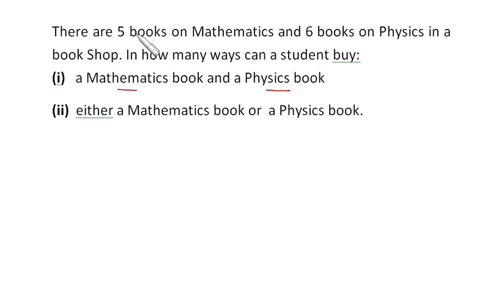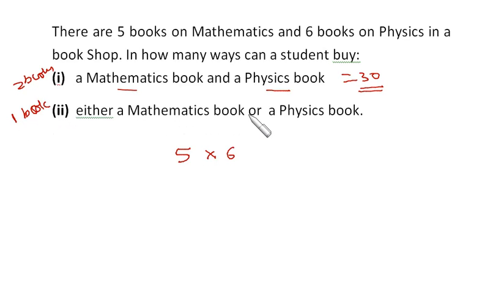So one book of math, that means he has 5 choices, and simultaneously he has to buy one book of physics. So he has 6 choices. So 5 into 6, 30 combinations he can get, right? Or 30 ways he is having. Now either a mathematics book or a physics book, that means he has to buy only one book. Here 2 books were there and here 1 book is there.